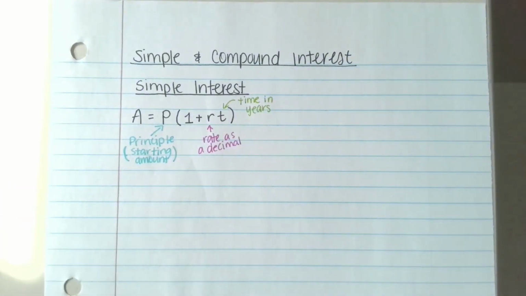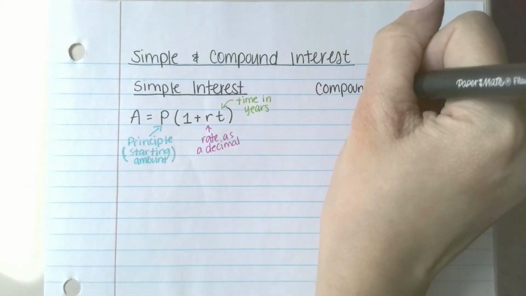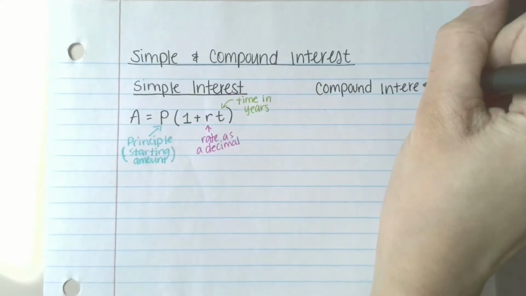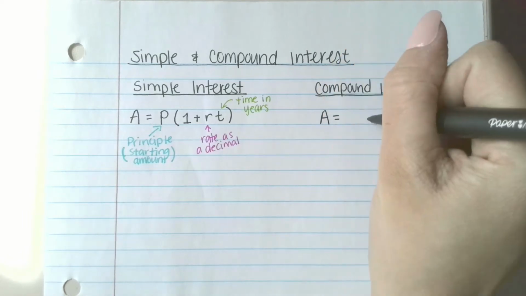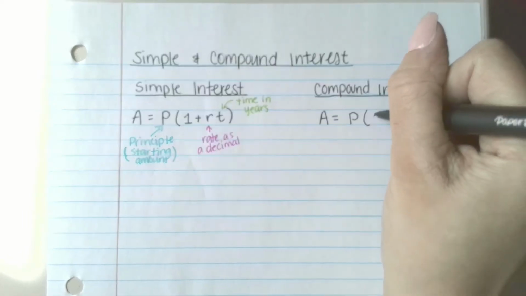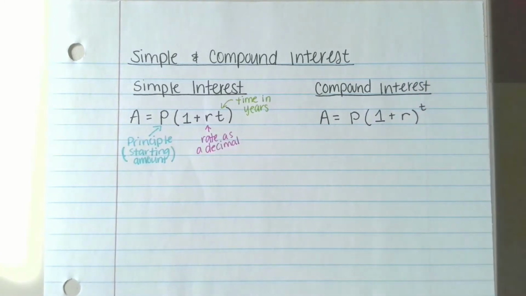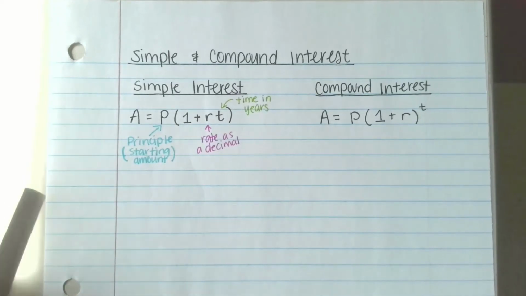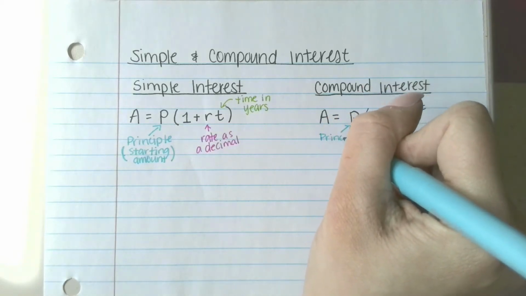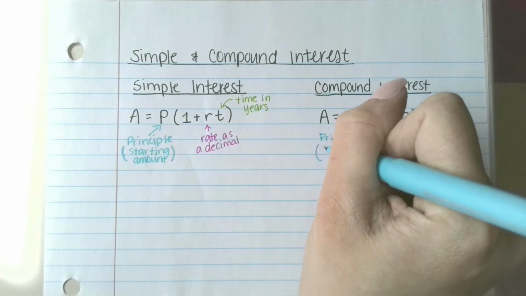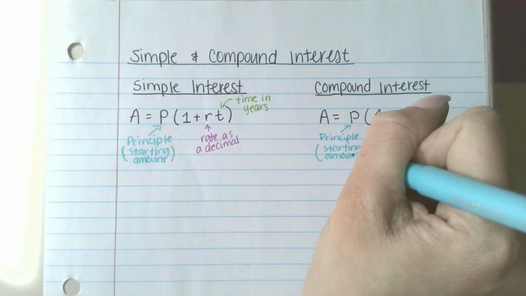Now this is different from compound interest. So the formula for compound interest is A equals P times parentheses 1 plus R raised to the T power. So you can see that all of our same variables are in here. So P is still going to represent the principal, or the starting amount. Again, the amount that you are depositing.